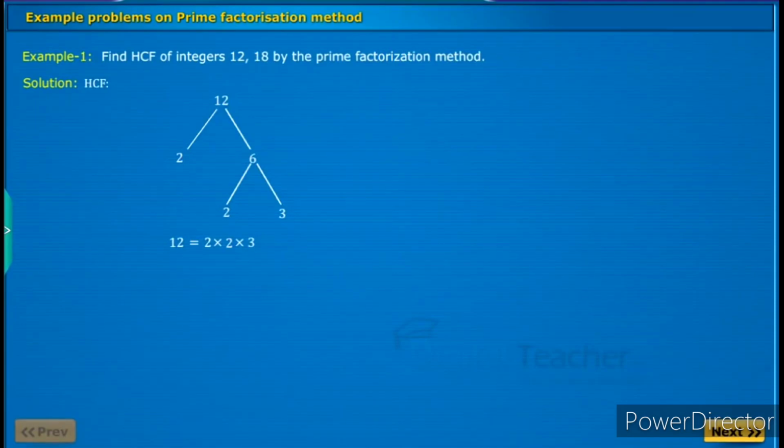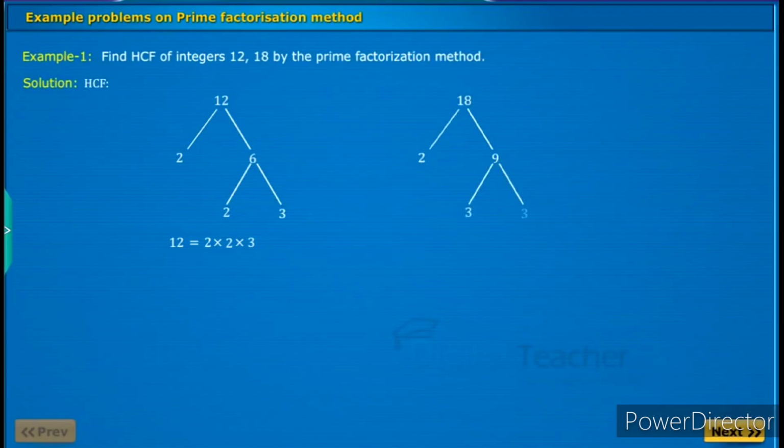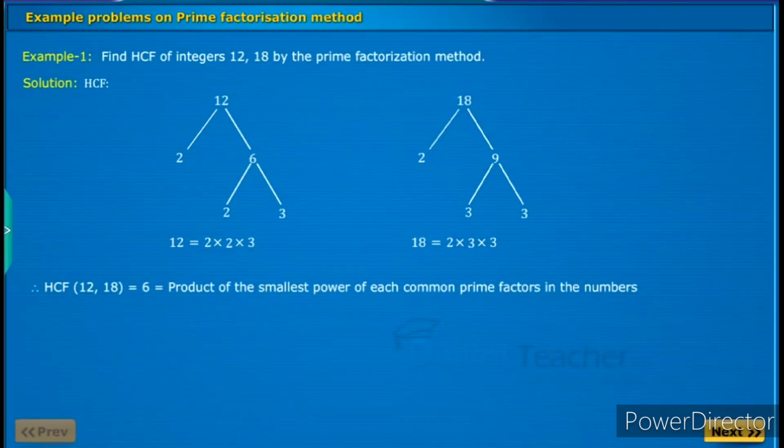Similarly, the expression of the other positive integer 18 in terms of a product of primes is shown on screen. It is observed that the highest common factor of these numbers is 6. Therefore, the HCF of the numbers 12 and 18 is 6. That is equal to the product of the smallest power of each common prime factor in the numbers.